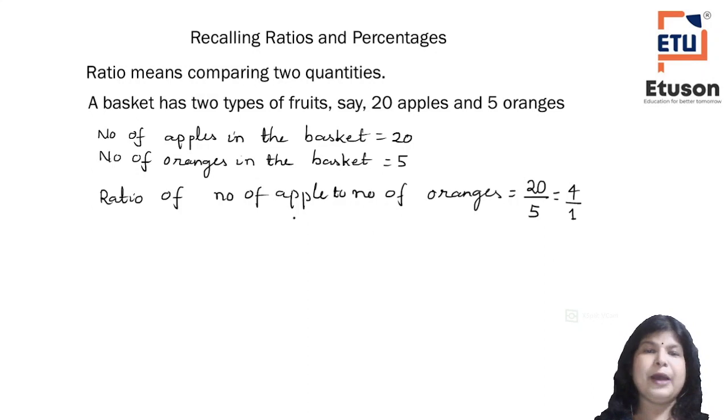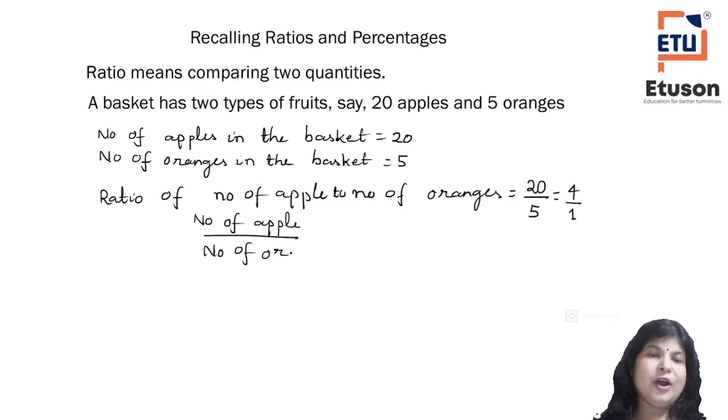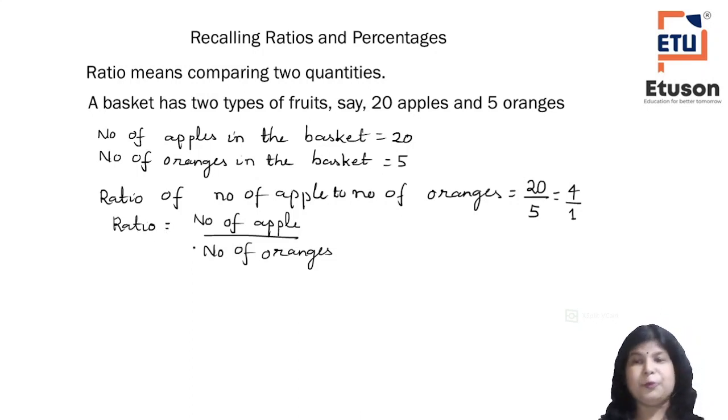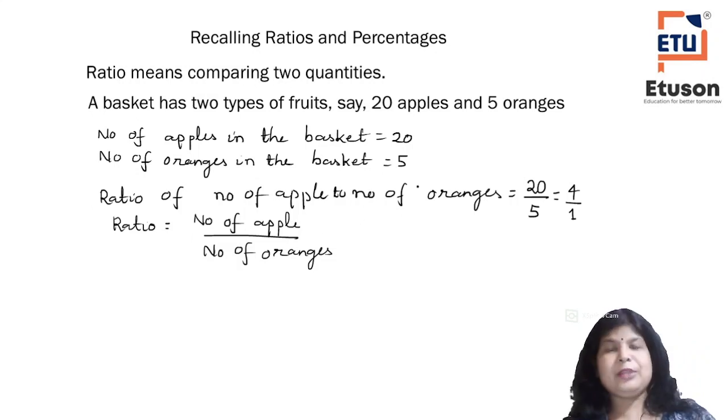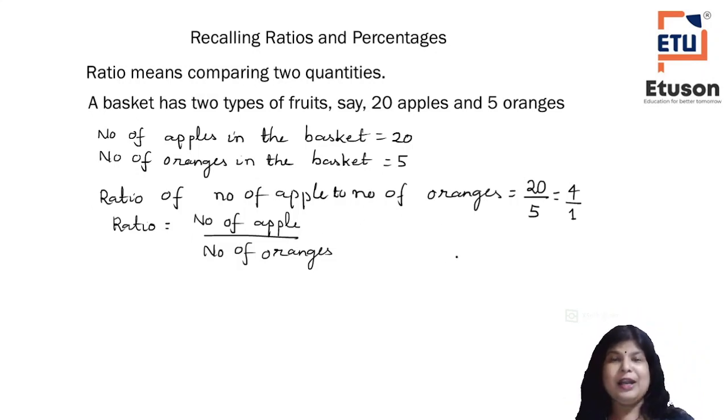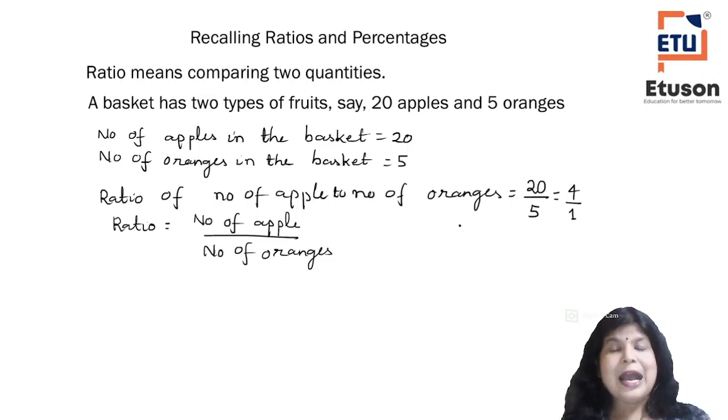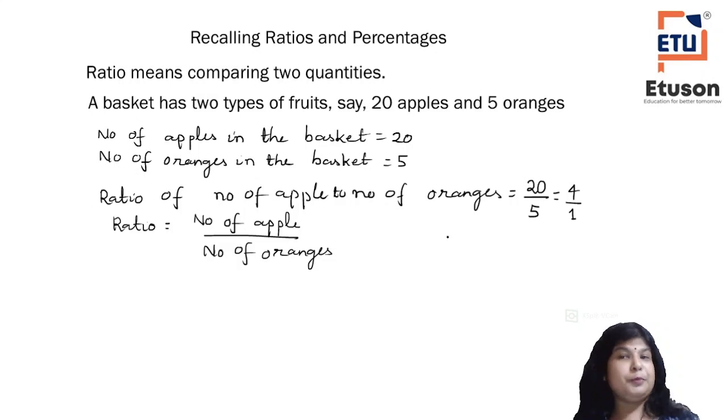So how have you obtained the ratio? You have just divided the number of apples by the number of oranges, correct or not? This is how you have obtained the ratio and compared the values. Now the same thing we will do by finding out how much percentage of the fruits in the basket are apples and how much percentage are oranges. How are we going to do that?